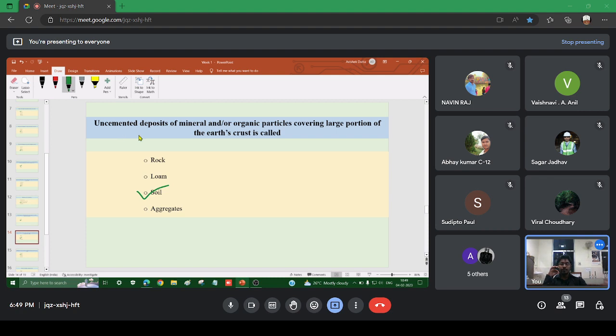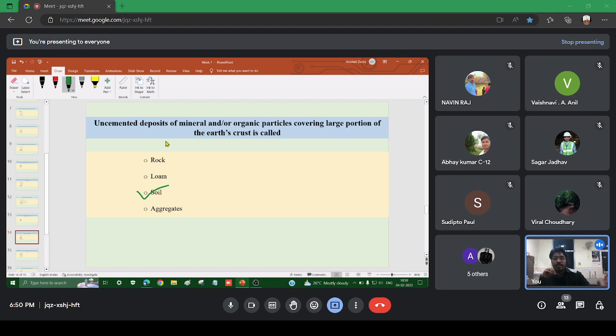This question is the engineering definition of soil. Many people will define soil in their own manner. People associated with agriculture will define soil in their own manner. Geology people will too, but for those studying soil engineering or soil mechanics, especially civil engineers and geotechnical engineers, this is the basic definition of soil: uncemented deposits of mineral and or organic particles covering large portion of the earth's crust. It's called soil. This is the engineering definition of soil.